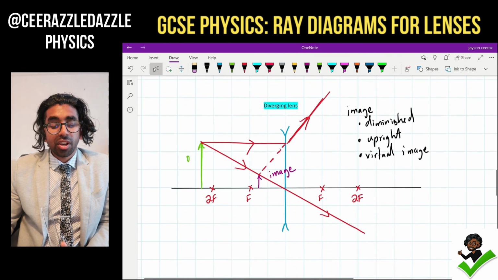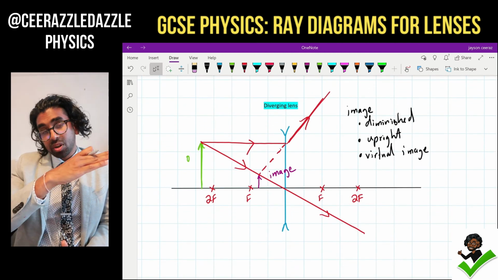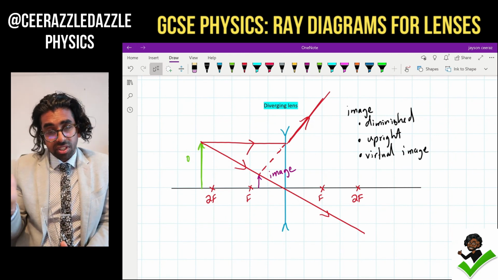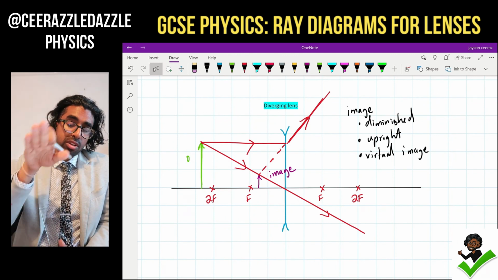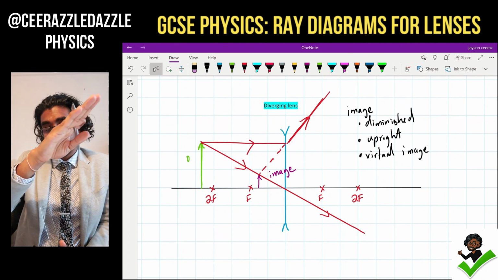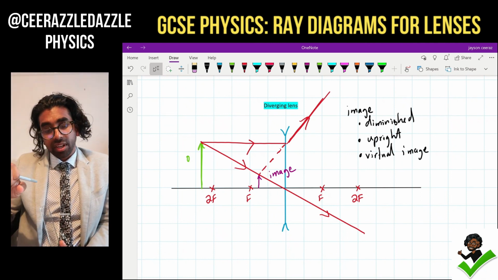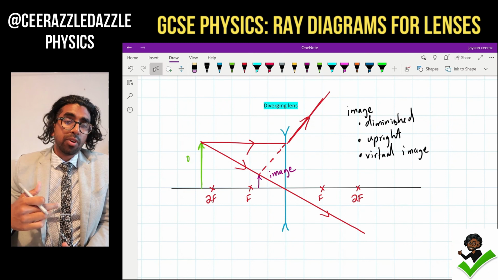And last of all, for the diverging lens, we know there's one ray of light that goes directly through the center of the lens. One goes horizontally across and is deflected. If I extrapolate the one deflected down, where it intersects the other ray, I will find the image.